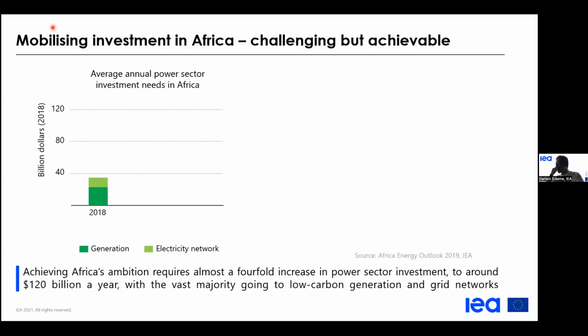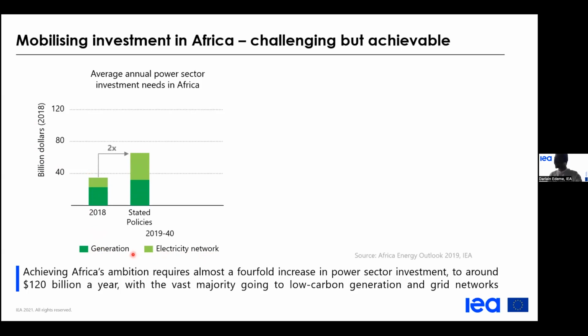So now the question is, in order to achieve these levels in terms of electricity generation, we will need, at a global level, but especially in Africa, to mobilize investments. Here you can see, for example, what was the average annual power sector investment in Africa. This was the value that was invested in 2018 in the entire continent. You can see the total value in terms of $1 billion. So we are close to $40 billion in terms of investment in the power sector. And you can see the fragmentation between generation and electricity network.